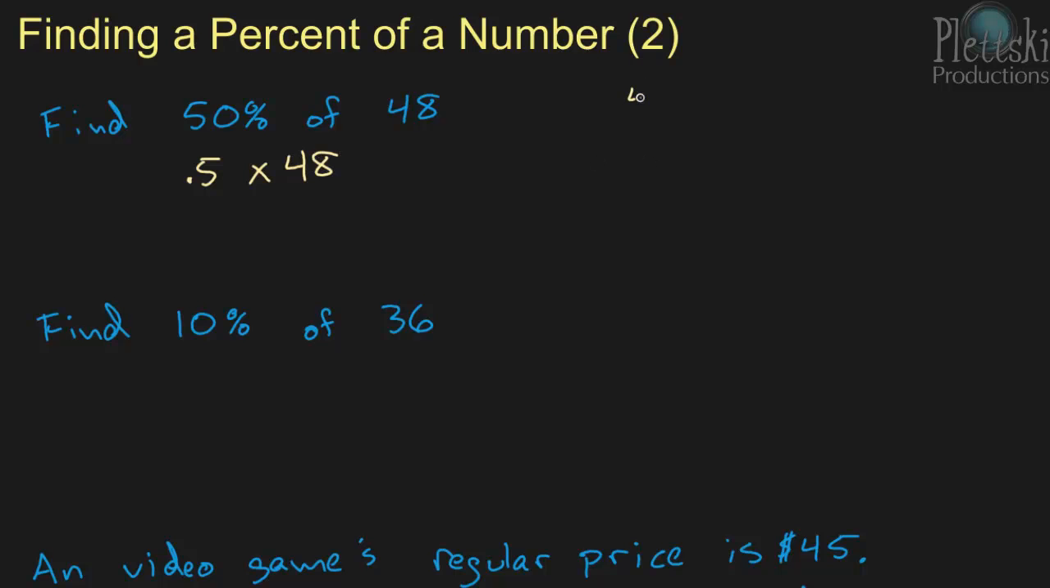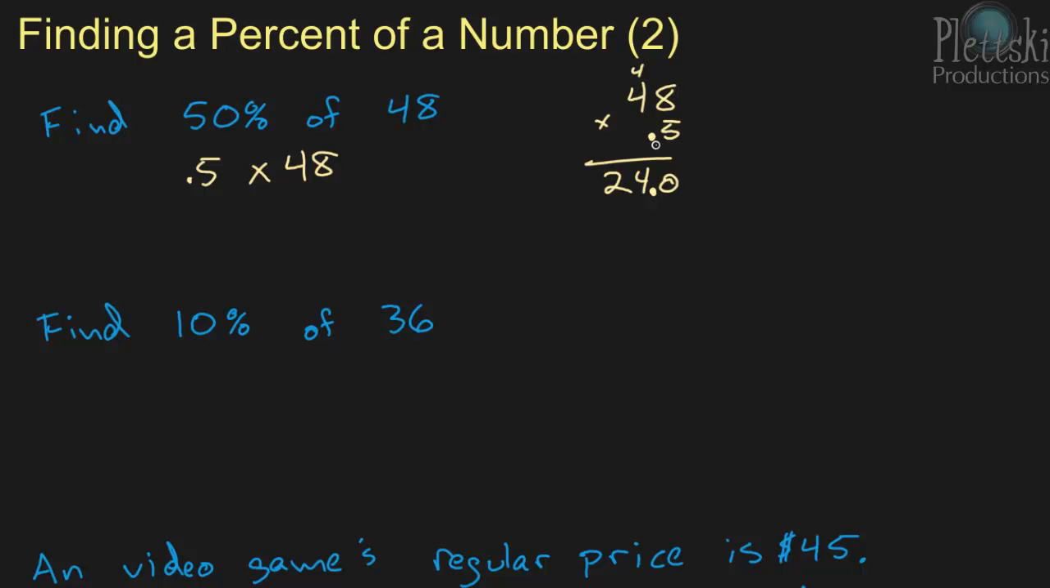Okay, and we can do that. 48 times 0.5. Well, 5 times 8 is 40. And then 5 times 4 is 20, plus 4 is 24. And then the decimal goes right there because in our problem we have 48 and we have 0.5.